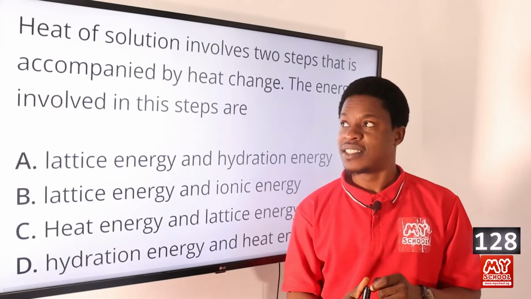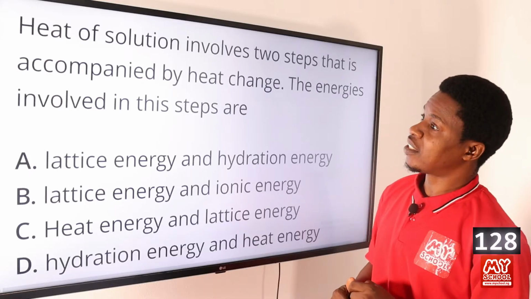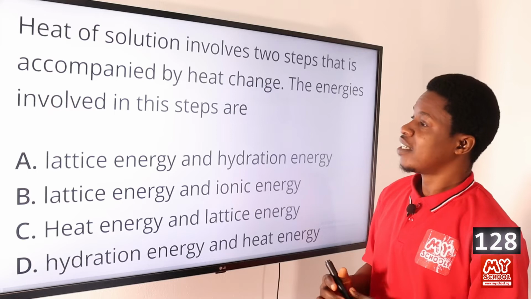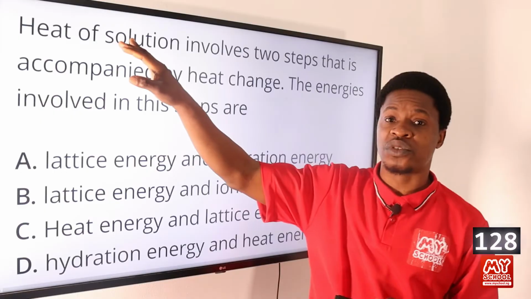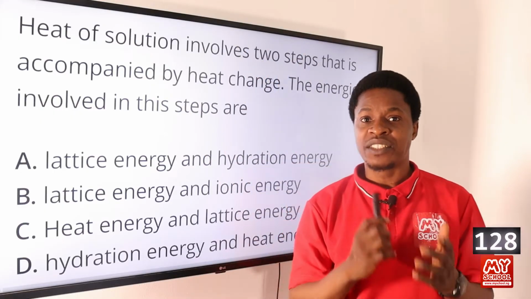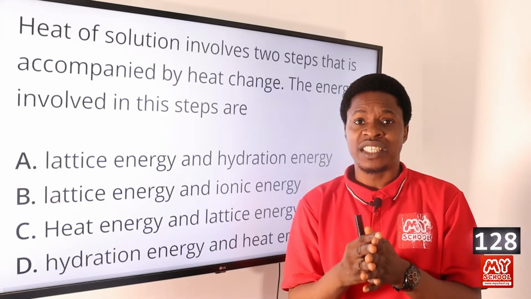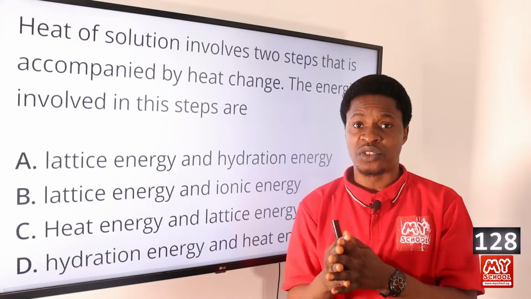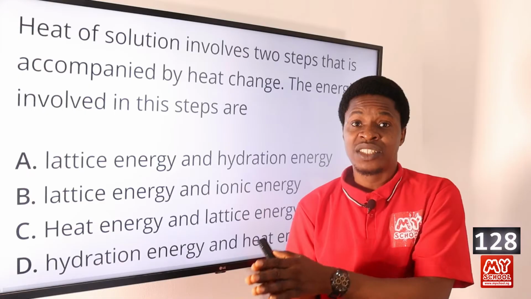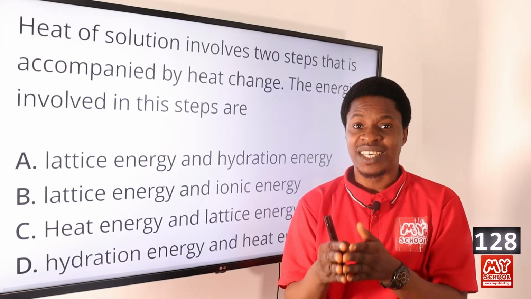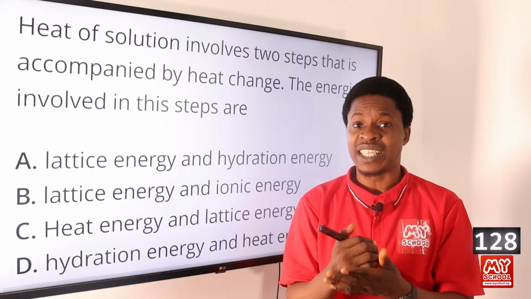Question 1 to 8. Heat of solution involves 2 steps that are accompanied by heat change. The energies involved in these steps are what? Now, when we talk about heat of solution, 2 things are involved. There's going to be a breaking of bonds of the ionic solids. Don't forget, before we talk about solution, we talk about solvent plus solute to give us solution. The solutes usually are in solid form, the ionic solid, and there's a bond that is holding the solid together.